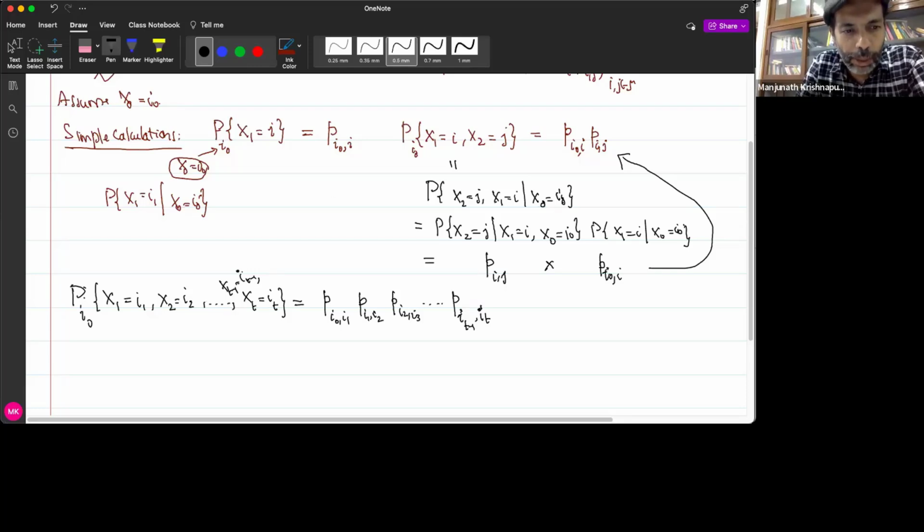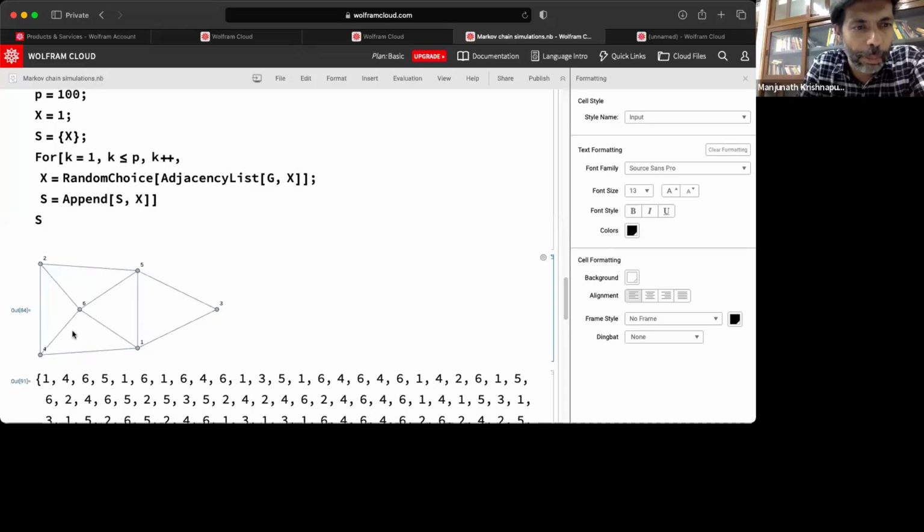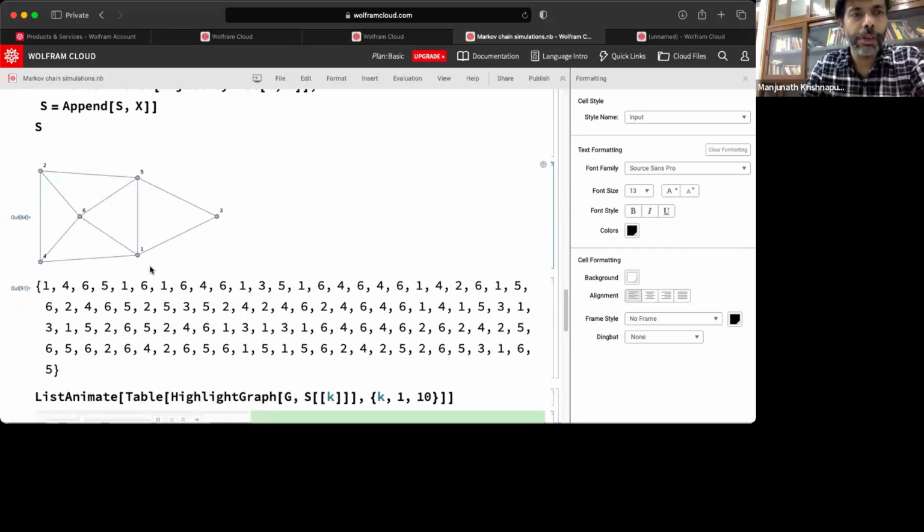Going back to these pictures, for example, let's look at this graph. What is the probability, if I start at 5, that I first go to 6, then go to 2, then go to 4? Suppose we want to calculate the probability.